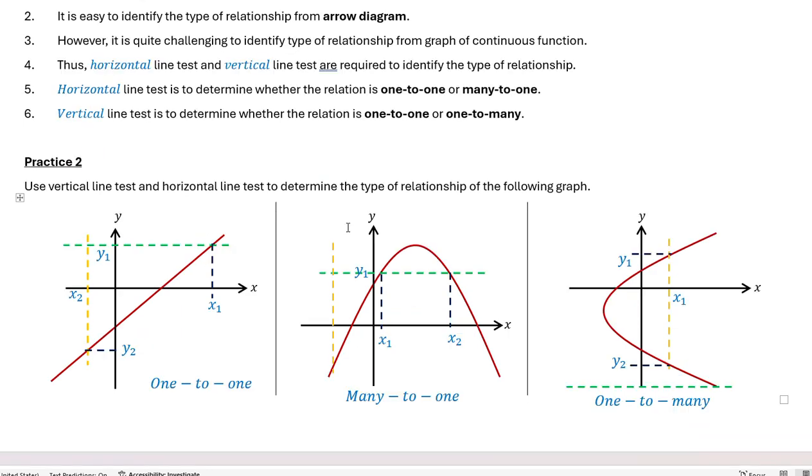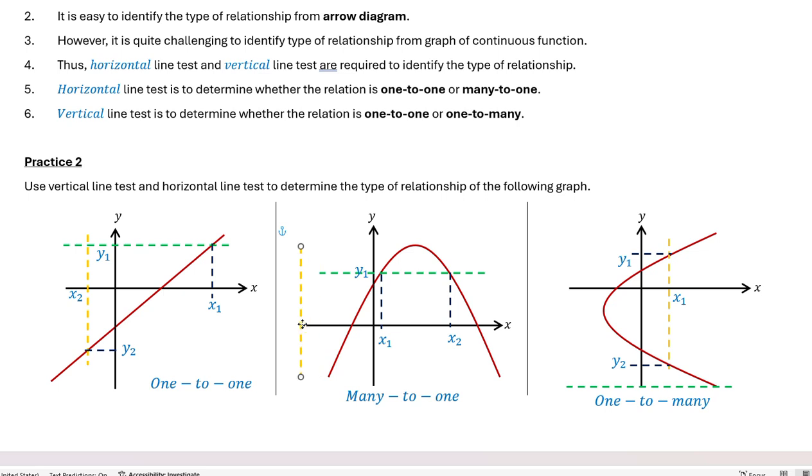Now, let us move to the second example. Let us start with the vertical line test first. Let's say I place the line here. We've got one object pointing to one image. Anywhere, even here, even here, one object pointing to one image. So from the vertical line test, we did not discover that the relation is one to many, only one to one.